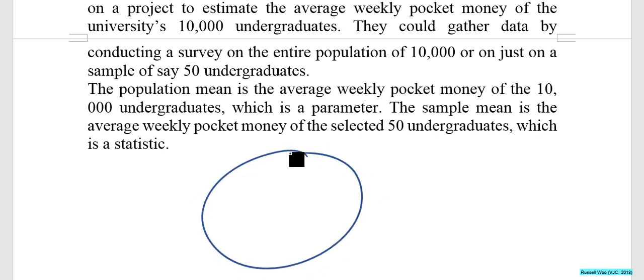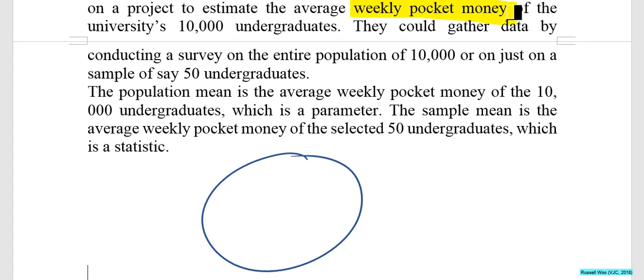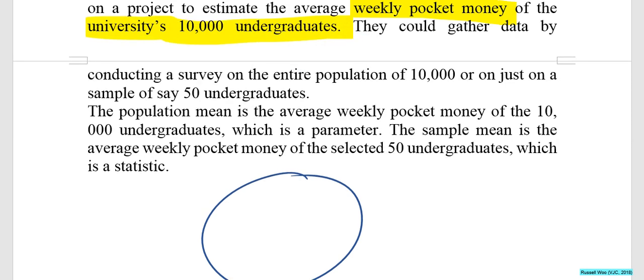In the example given in your notes, we talk about the average weekly pocket money. Now, if you are interested in the university's 10,000 undergrads, then actually with the population, oh sorry, my bad. It was frozen. Sorry.